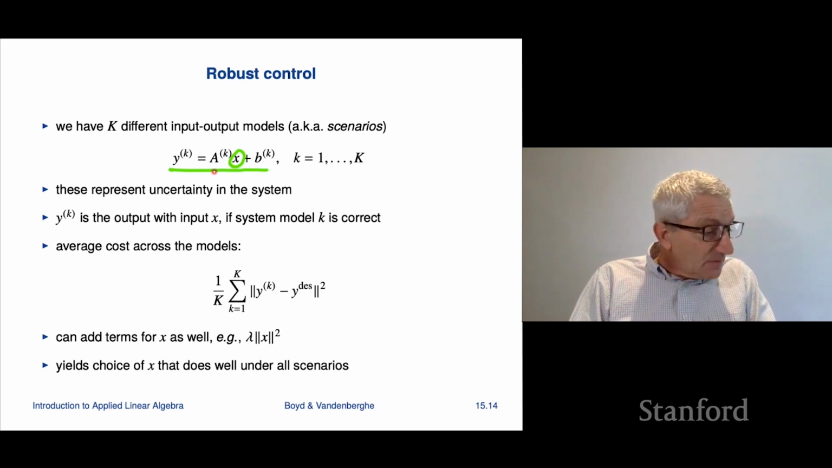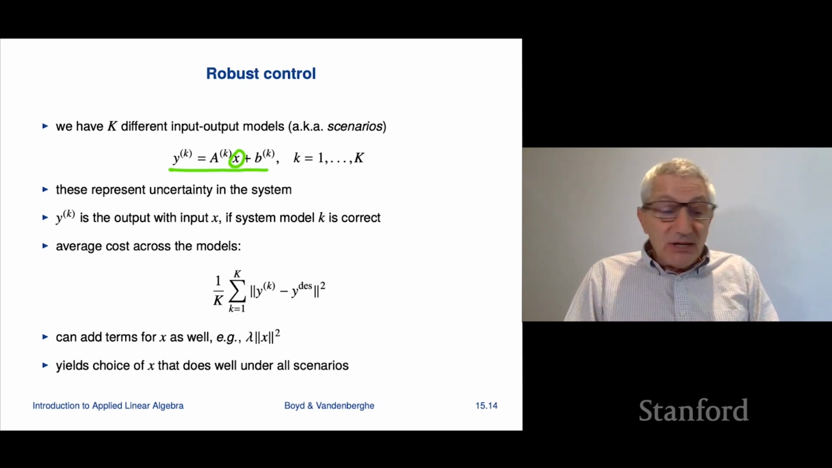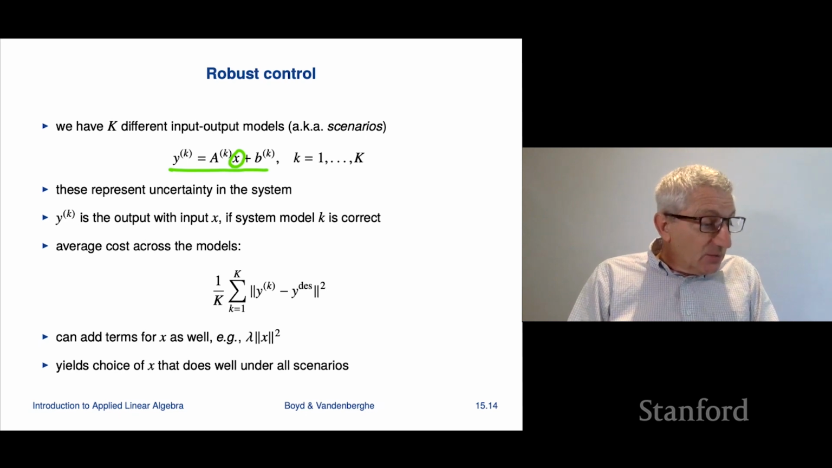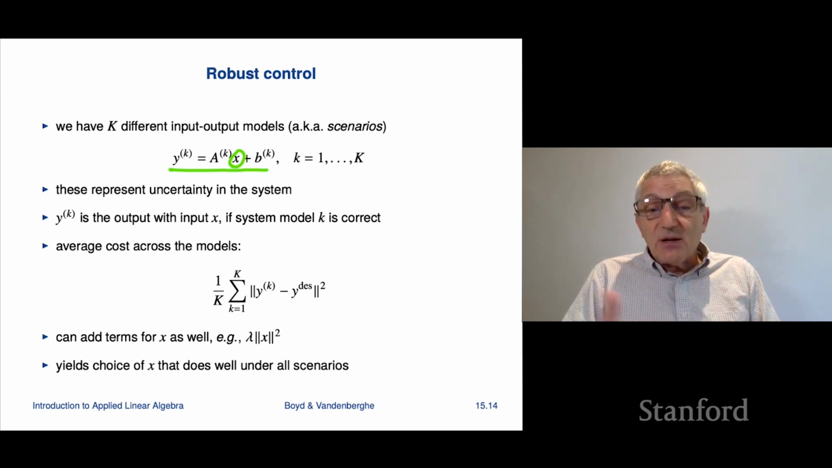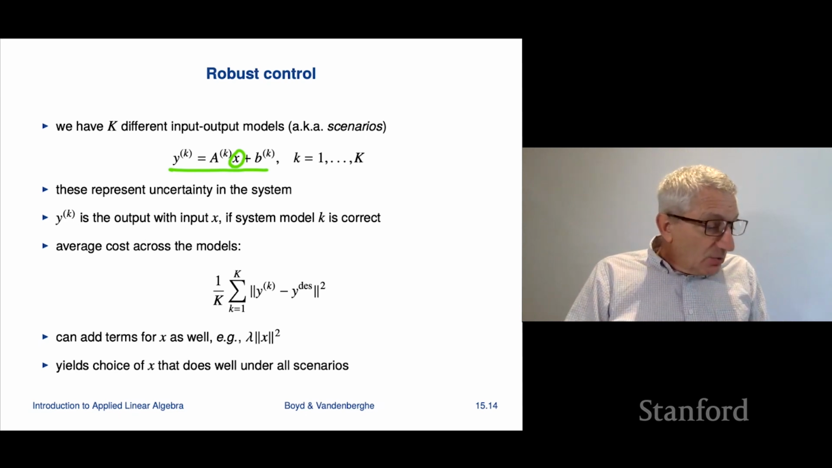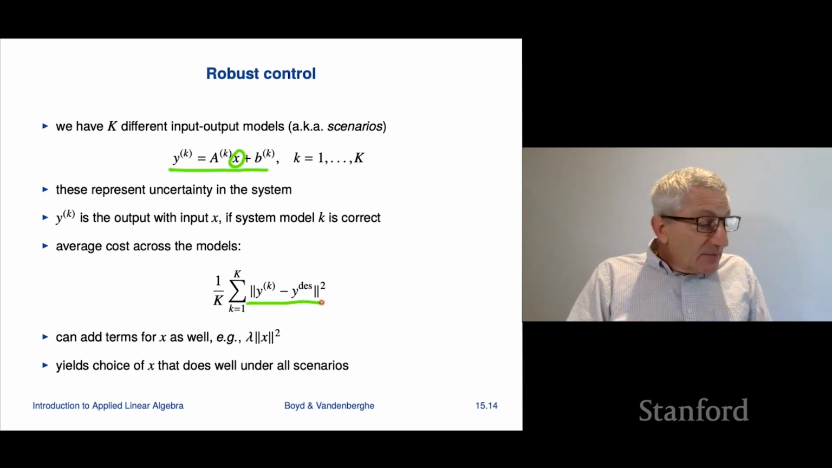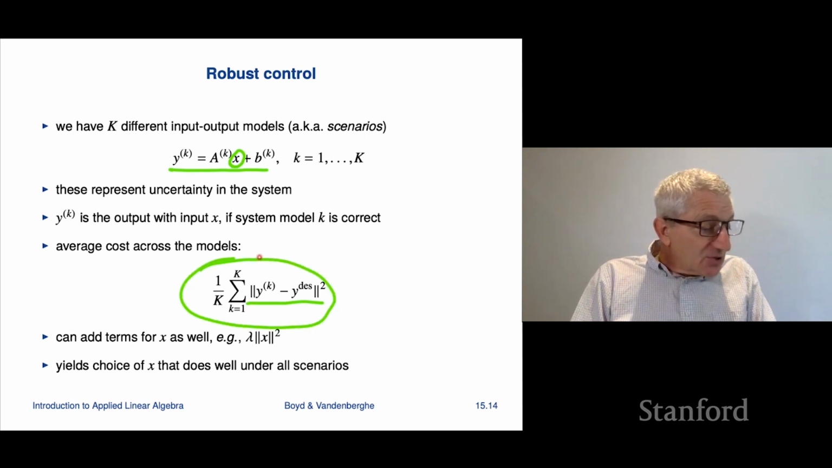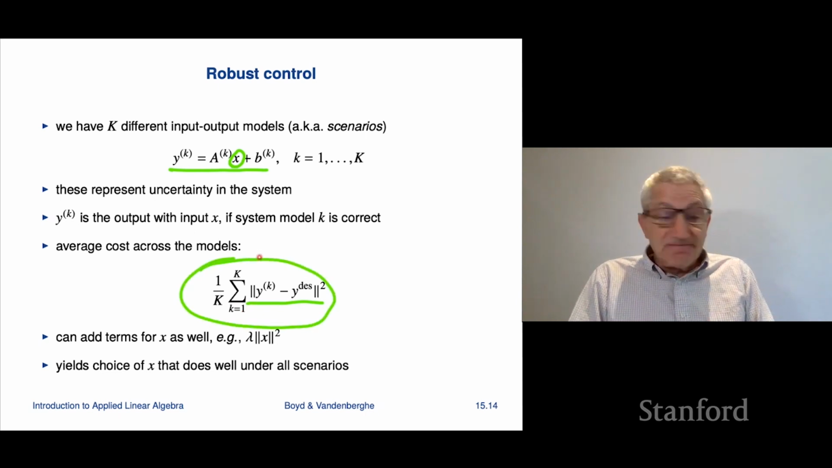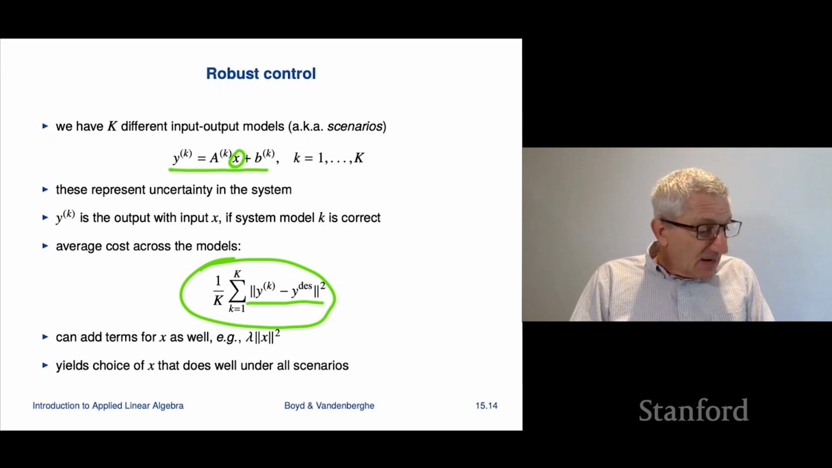Okay. So what we would like is for y to be y desired. So we'll take this objective, which is the deviation of y from y desired, but under the kth scenario, and we're simply going to take the mean square deviation, something like this. That's how we would do this.